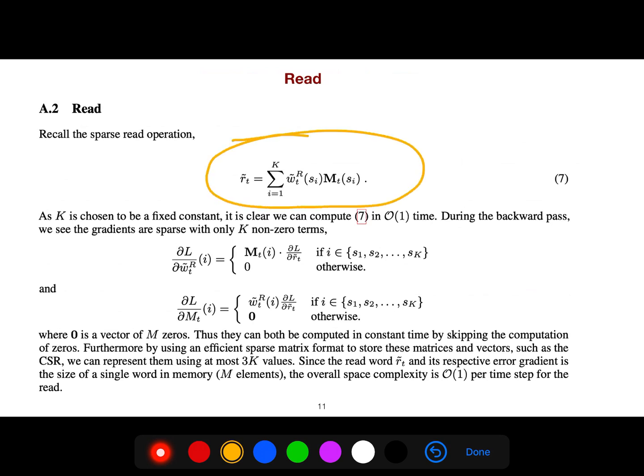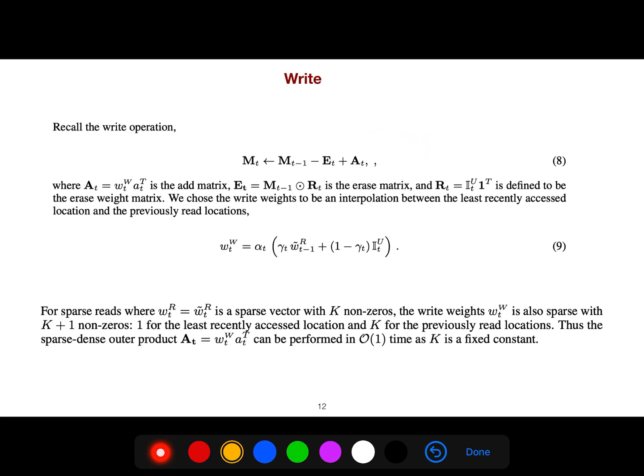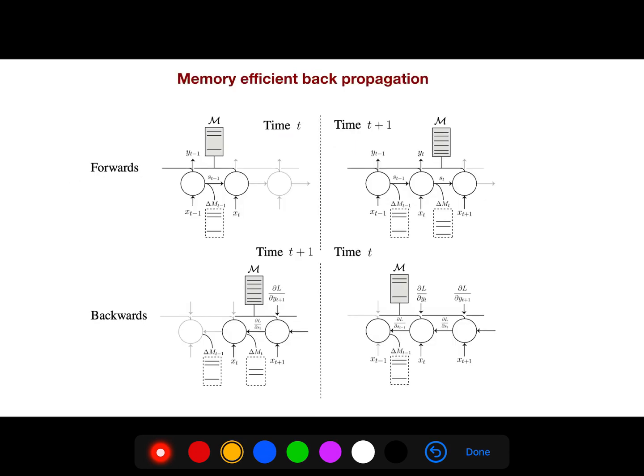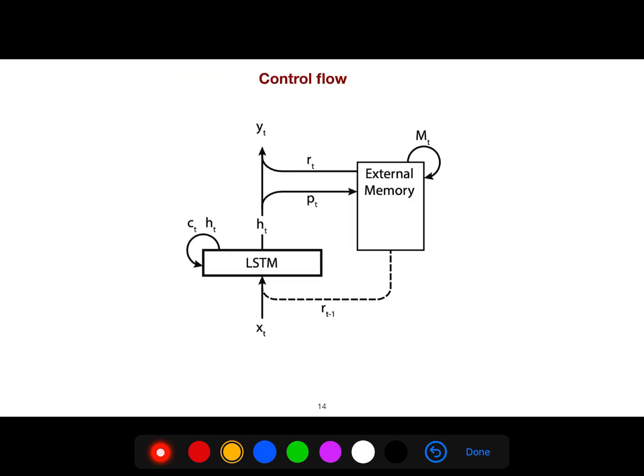Read is the same as in the previous lecture, but here is a sparse version of it. Just keep the K most important, and everything else is standard. You take the derivative with respect to those weights. For write as well, this is very similar, because they use erase and add. So they use backpropagation.